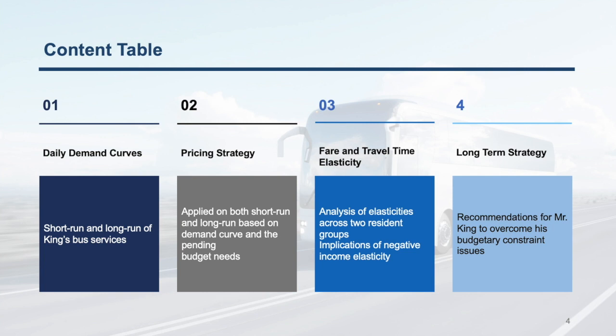And we'll also be looking at whether the difference in elasticities, such as income elasticity, would it have any implication to the overall strategy for this bus company. And last but not least, based on some of the case facts we have, we'll be looking at a better longer term strategy, because we feel that this current model may not be sustainable as they are currently making losses. So we'll be looking at a longer run strategy.